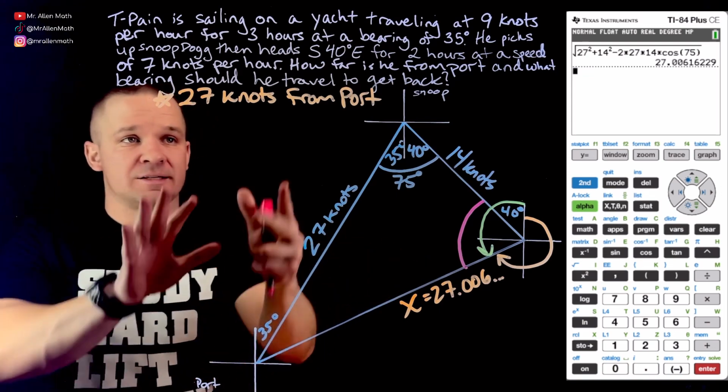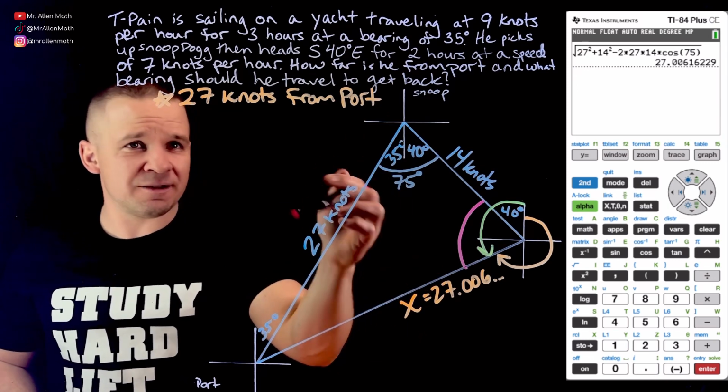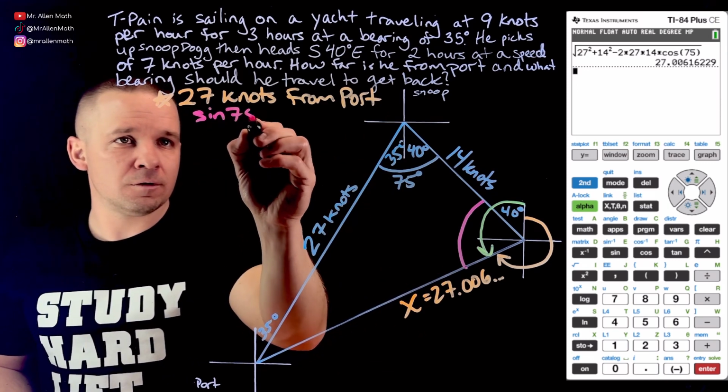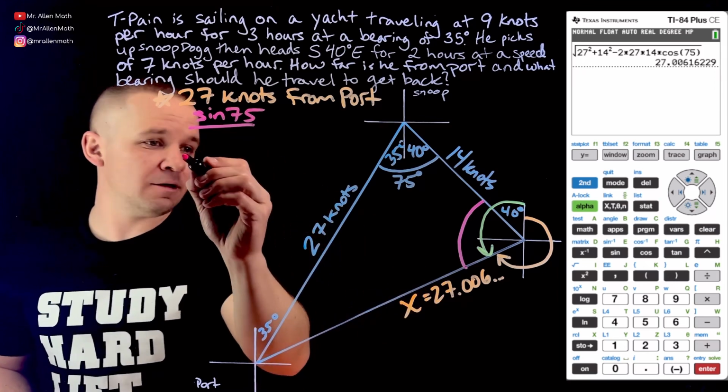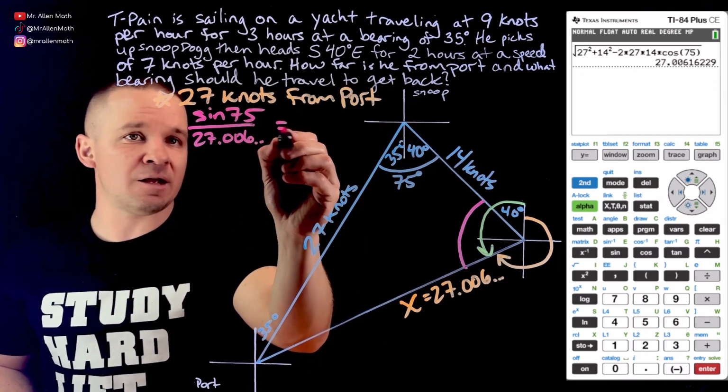So let's set up law of sines. I'm glad I have a little bit of room right here to work. It's going to be helpful. So we're going to have sine of 75 over this side that I just calculated, 27.006 and change. I will use that in my calculator, right?